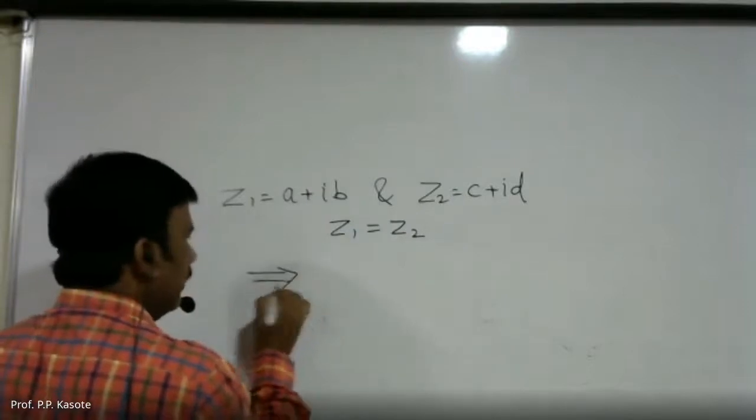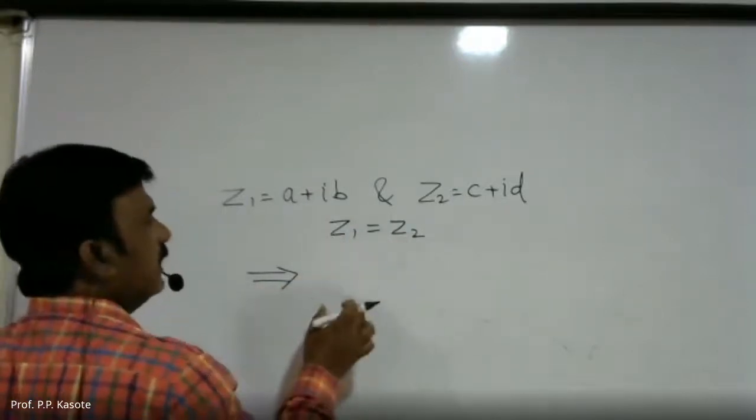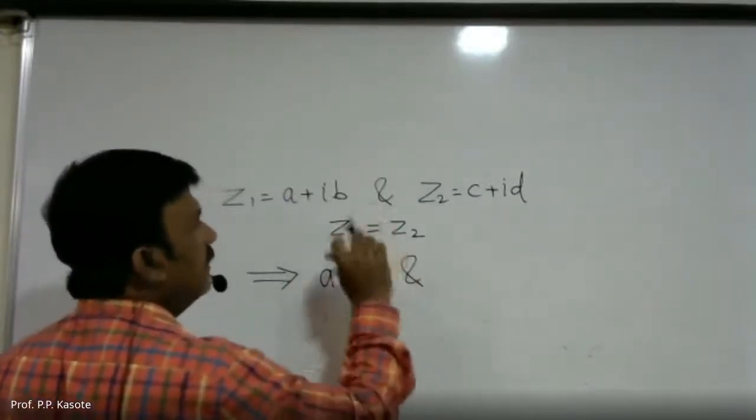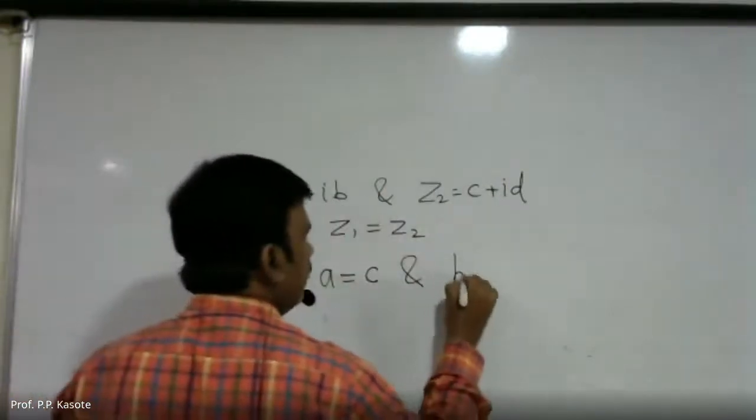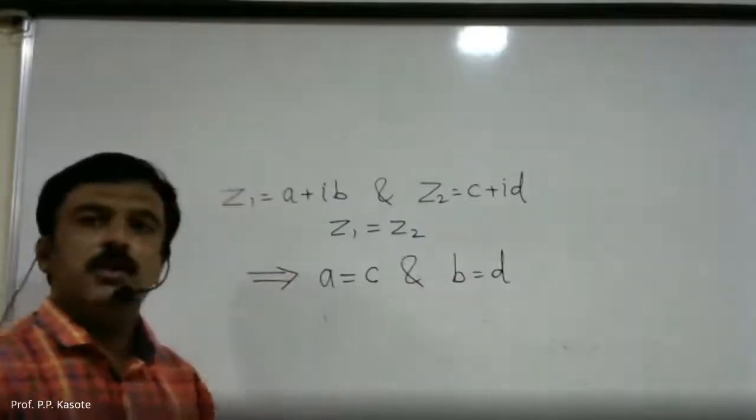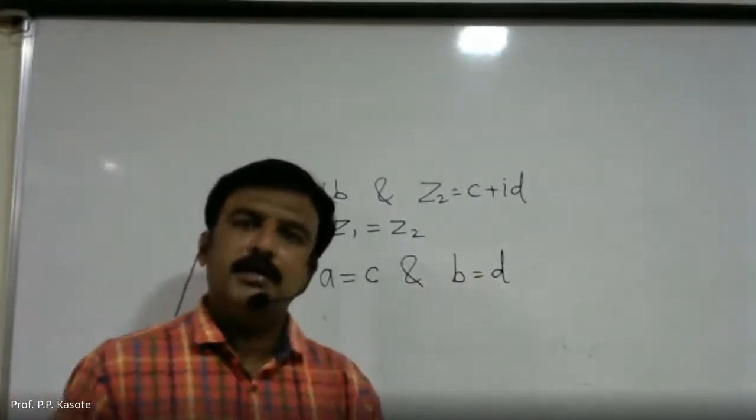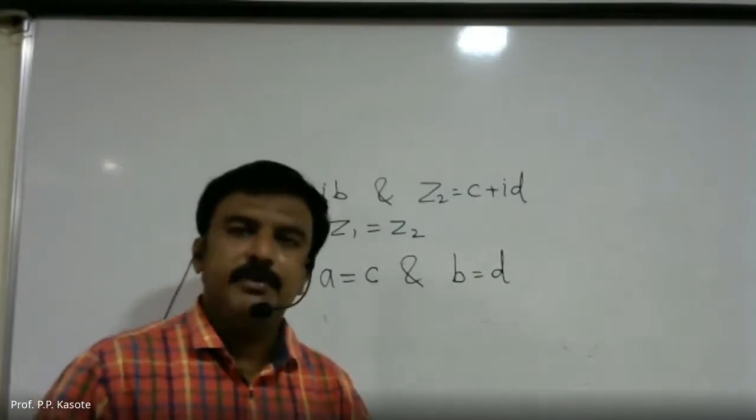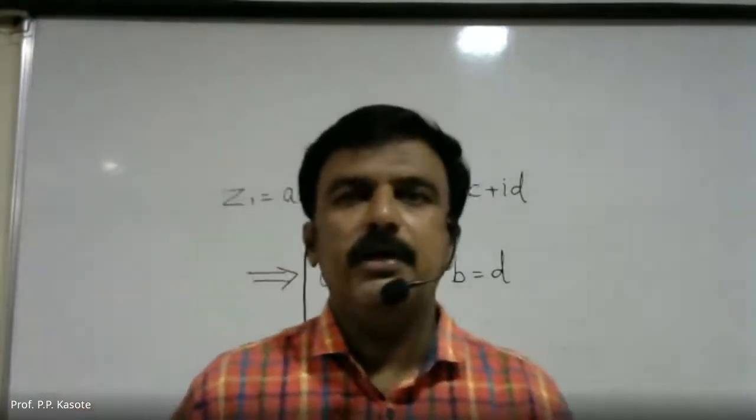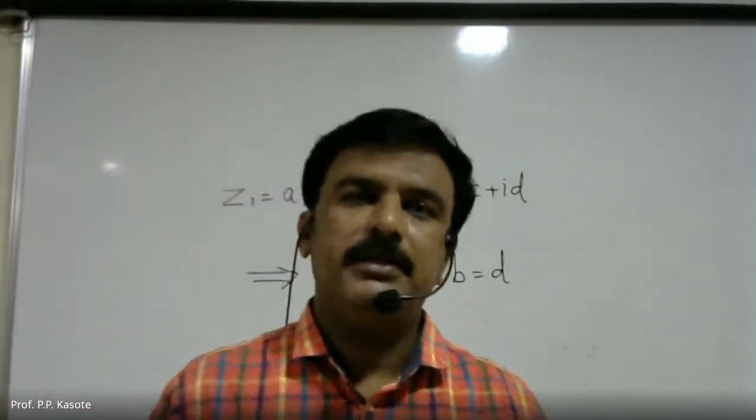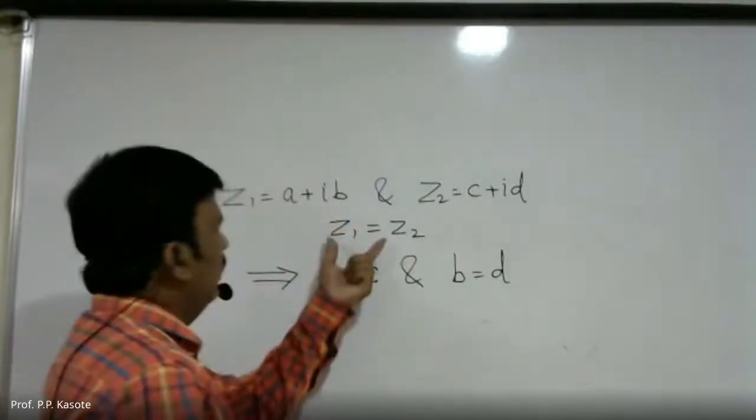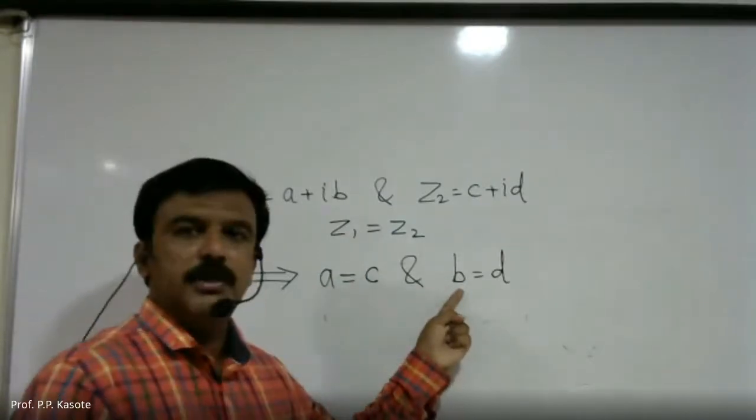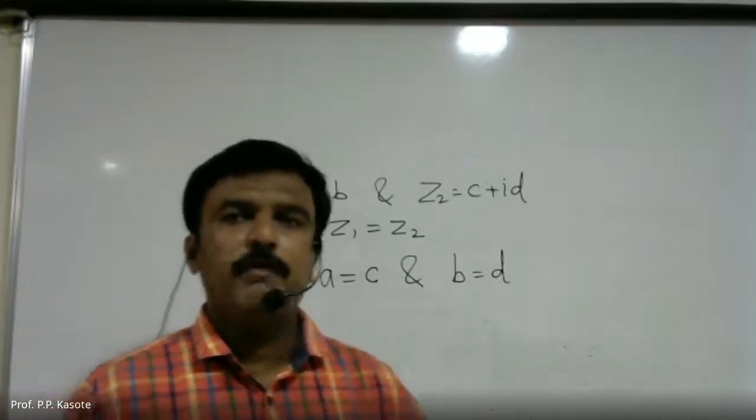It means that अगर z1 और z2 इक्वल है तो उसका मतलब होता है कि रियल पार्ट इज इक्वल्स टू रियल पार्ट, that is a is equal to c, and imaginary part is equal to imaginary part, that is b is equal to d. This is how we can equate the real parts and imaginary parts in case of equal complex numbers. I'll repeat the definition. Two complex numbers are said to be equal if their real parts as well as imaginary parts are equal. Here z1 and z2 are equal. It means that a is equal to c and b is equal to d. This is all about equality of complex numbers.